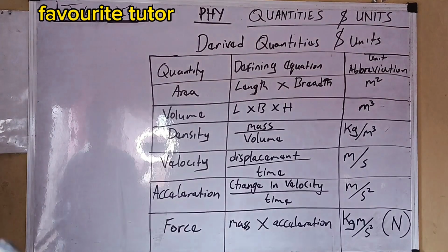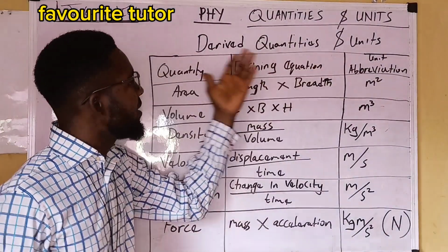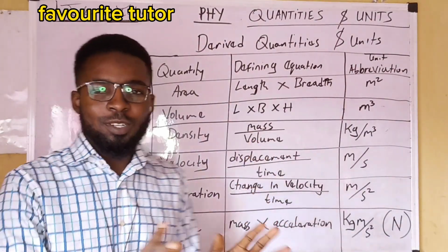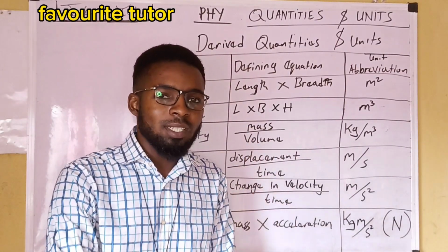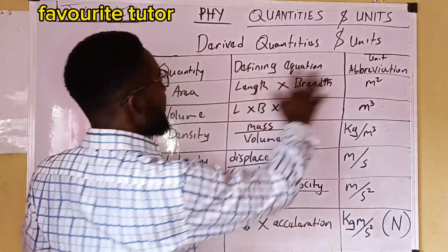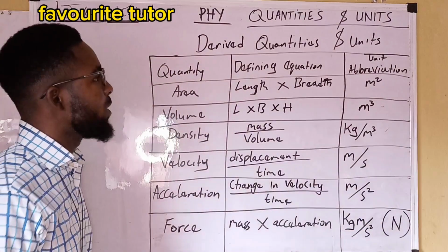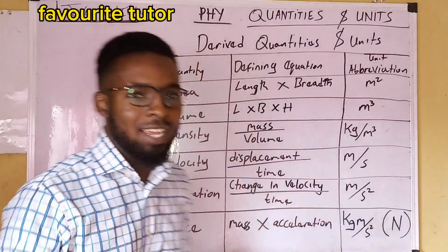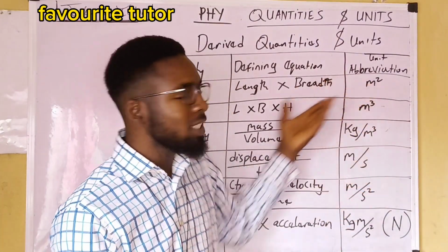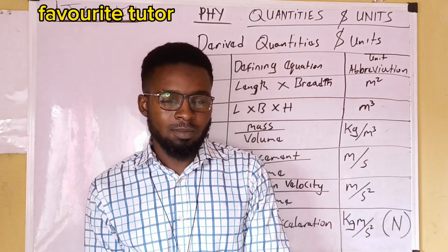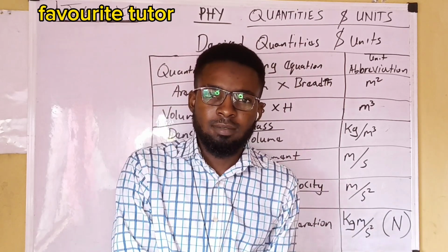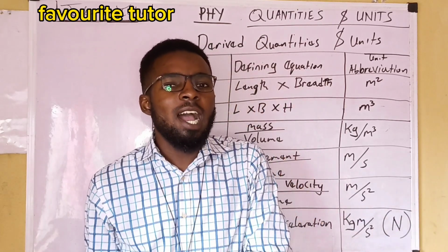All right, ladies and gentlemen, what I have on the board is derived quantities and units. Remember I told you that these quantities and units have two branches, the fundamental and the derived. We have listed some of the fundamental. From the word derive, it means that it is obtained. Derived quantities are quantities that are obtained from the fundamental quantities.